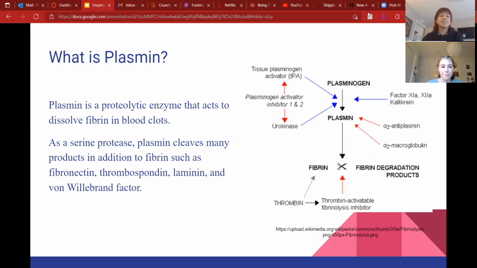What is plasmin? Plasmin is a proteolytic enzyme that acts to dissolve fibrin in blood clots. As a serine protease, plasmin cleaves many products in addition to fibrin, such as fibronectin, thrombospondin, laminin, and von Willebrand factor. To the right, there's the full mechanism of how plasminogen becomes plasmin, and then plasmin breaks down that fibrin, which we'll talk about a little bit later.